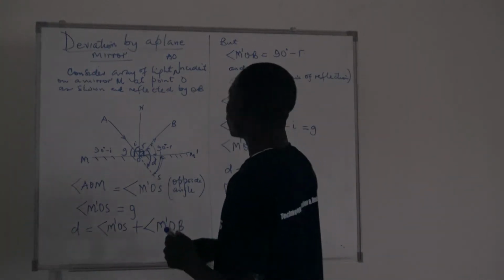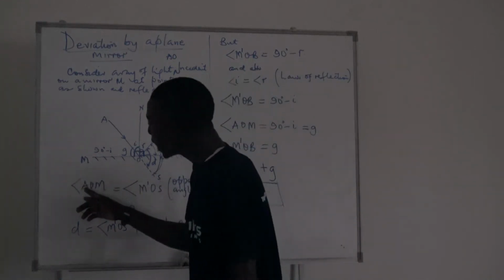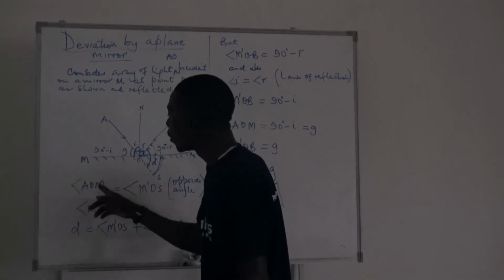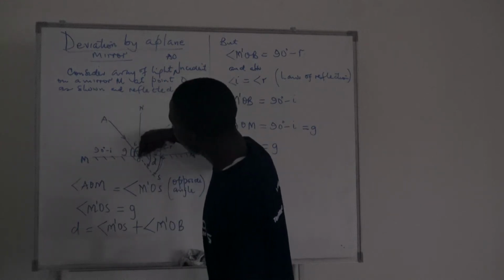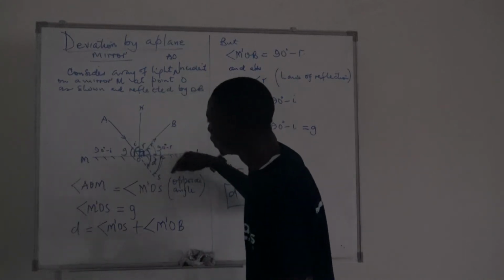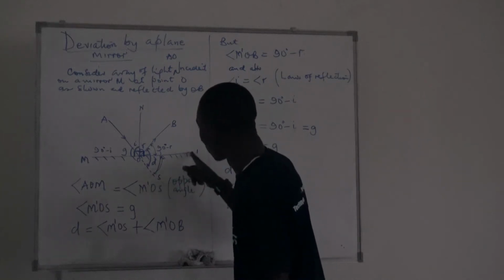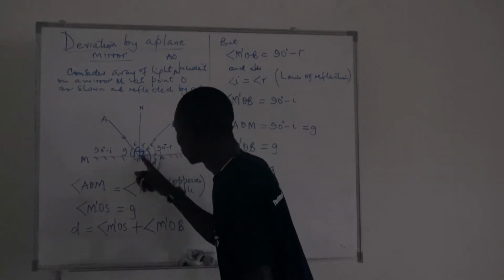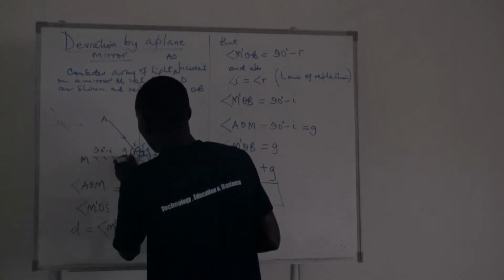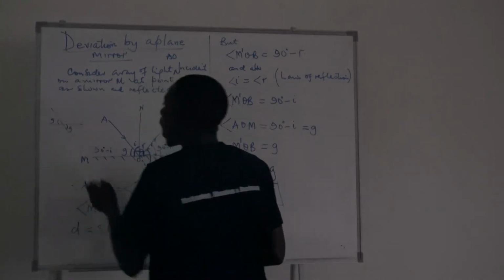And then after having that diagram, we said that from this diagram, angle AOM is equal to angle MOS. What is angle AOM? AOM, the angle is this. This angle is equal to angle MOS. That this angle here, which is G, is equal to this angle here, which is this. Why?